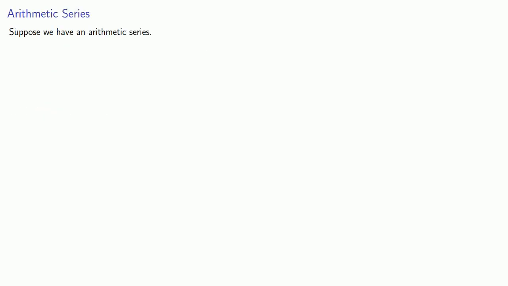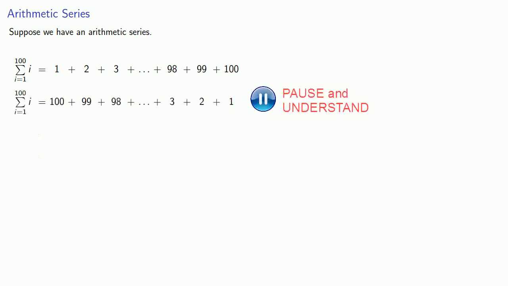This sum from i equals 1 to 100 of i is going to be the sum. Now, because this is a sum, we can order the terms any way we want to. Why does reversing the order help us?